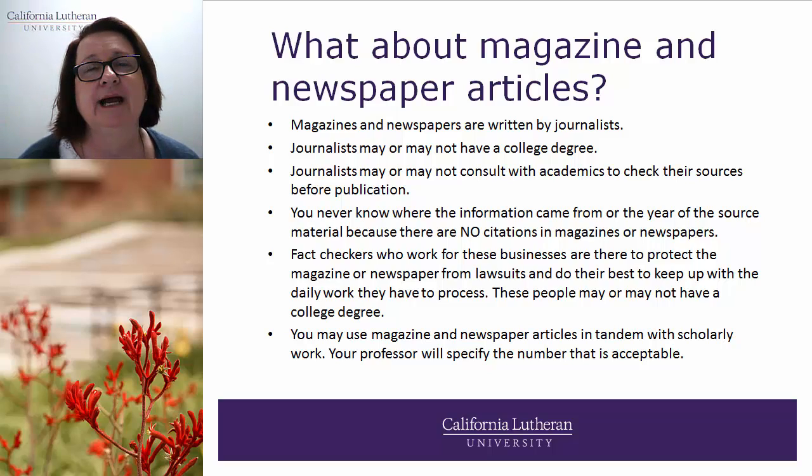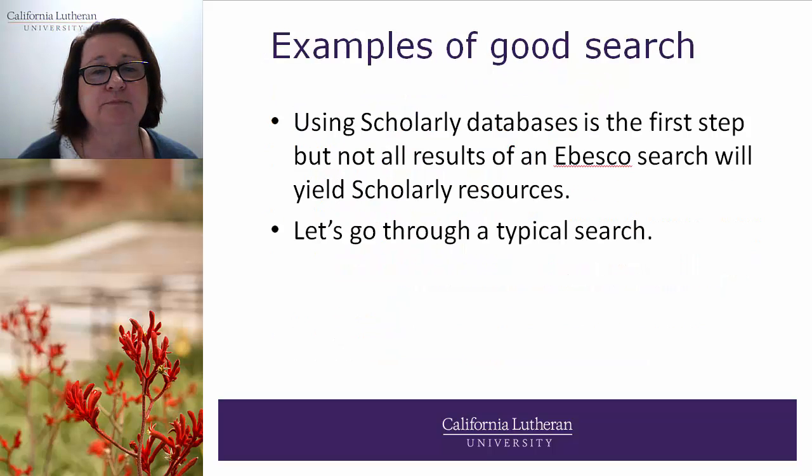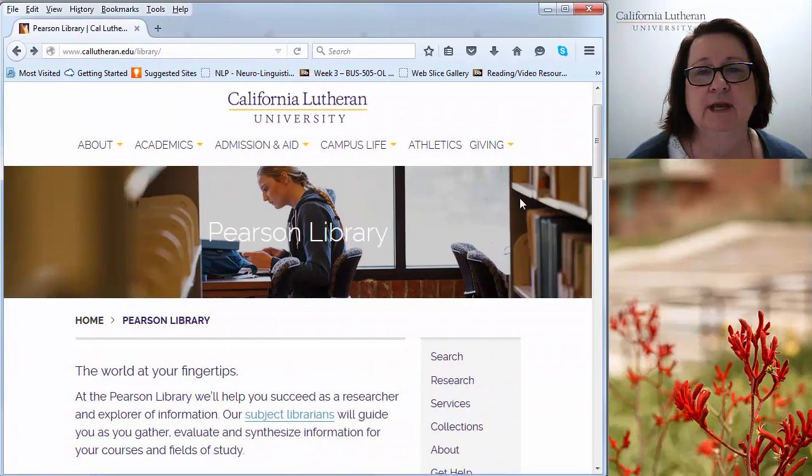So when you're doing an academic paper, you really want high-level academic sources. You may use magazines and newspapers in tandem with scholarly work, and your professor will absolutely be the one to tell you how many is appropriate, okay? So using scholarly databases is the first step, and we're going to go through a little EBSCO search in our school database to show you how this can work out, okay?